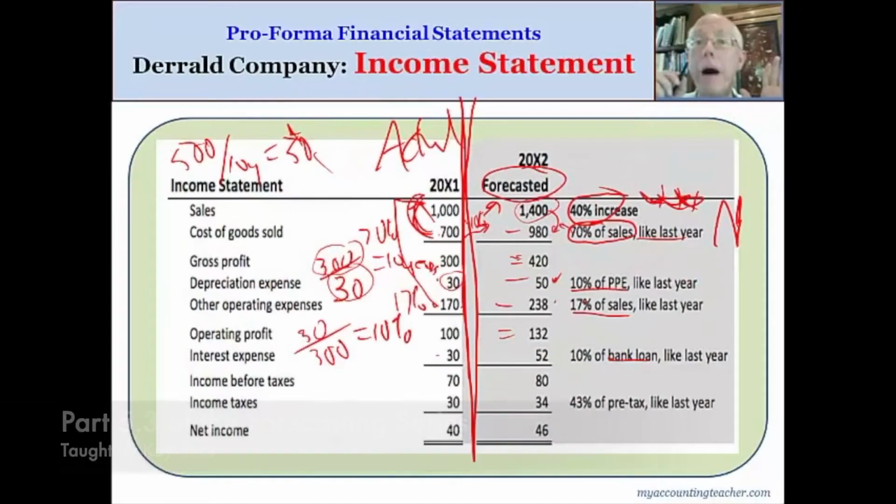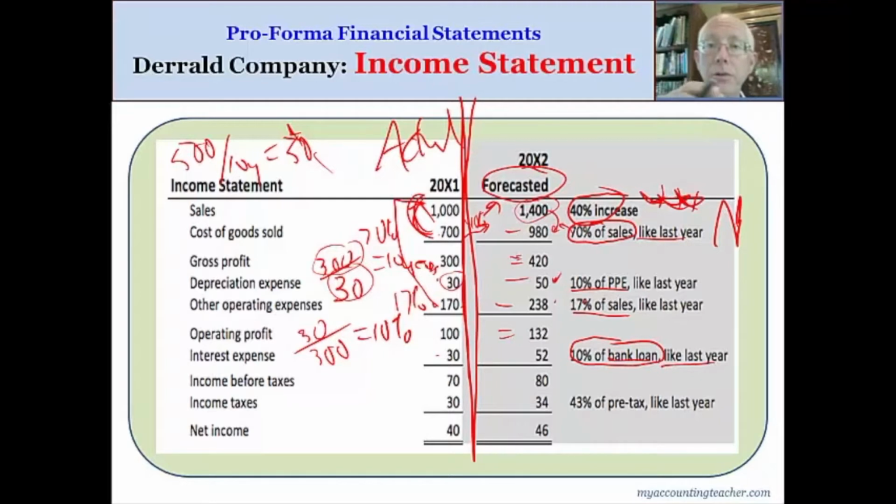So my interest expense should go up to 52, 10% of the bank loan. That's the interest rate, just like last year. I'm assuming the interest rate is going to remain the same. So if my interest rate on loans remains the same and my loans go from 300 up to 524, then my interest expense should go from 30 up to 52.4. We'll round it off to 52.